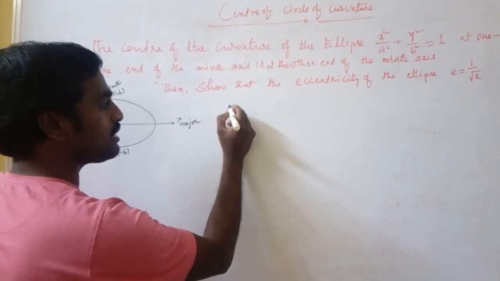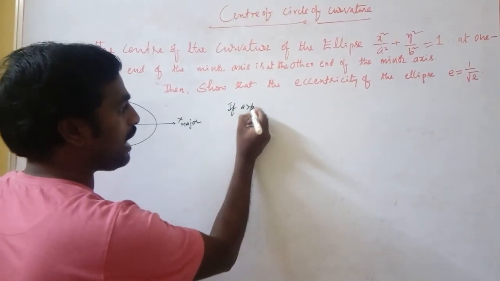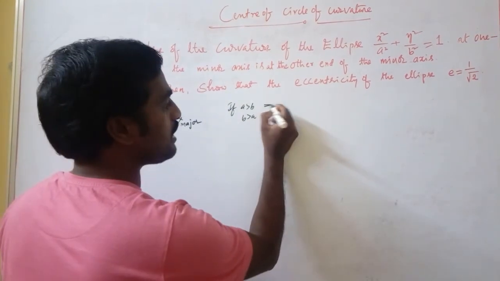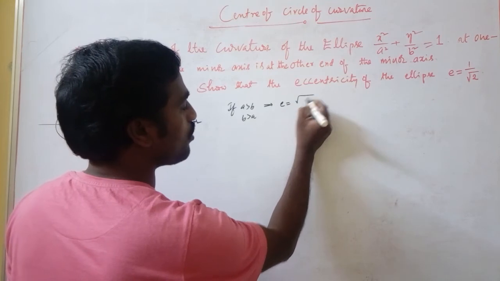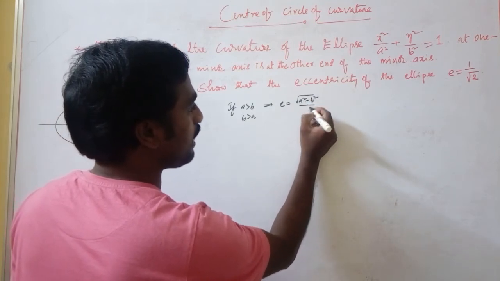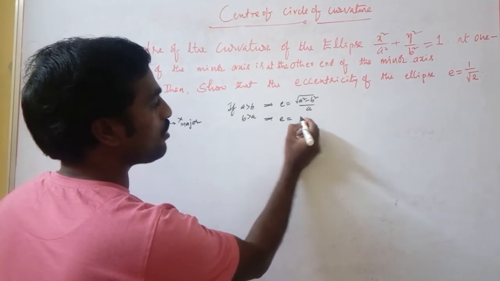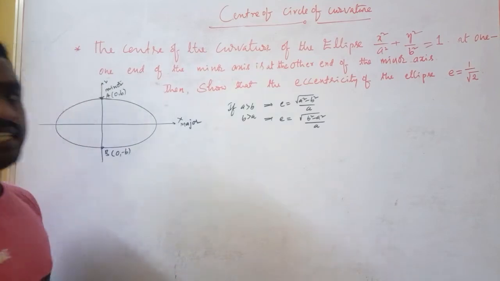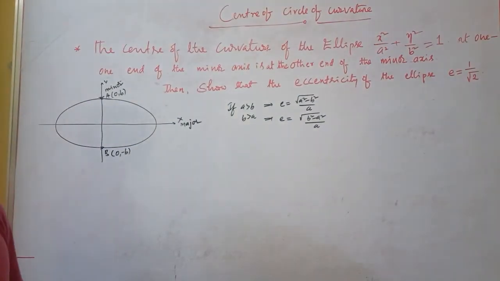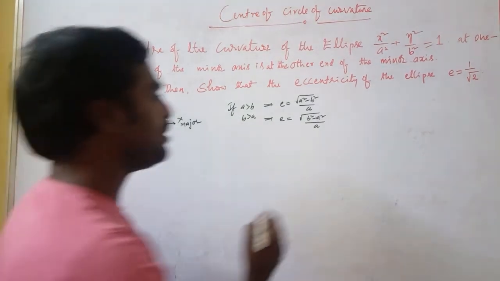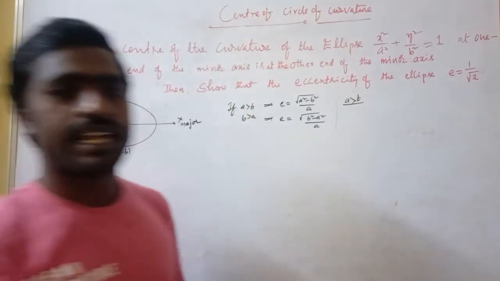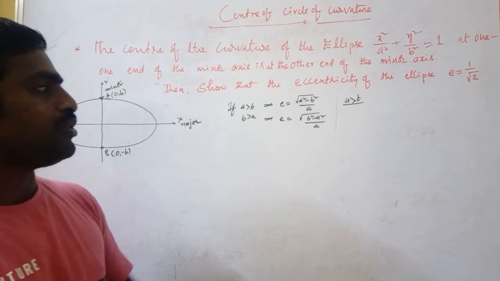You know the formula for eccentricity: two cases are there, if a is greater than b and if b is greater than a. In the first case, e equals under root a square minus b square by a. In the second case, e equals under root b square minus a square by b. This is the formula for the eccentricity of the ellipse. Since it is the minor axis, a is greater than b, so you should use the first case.